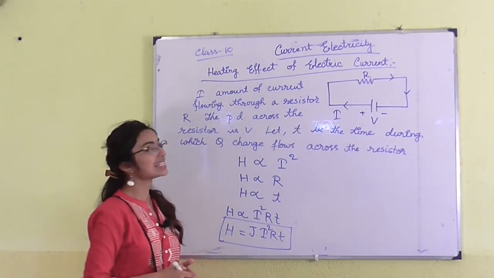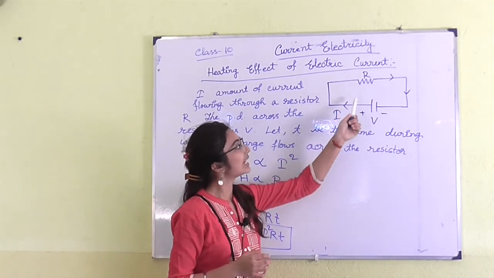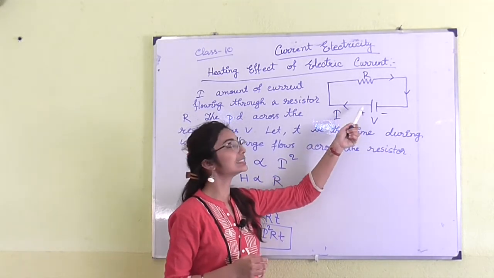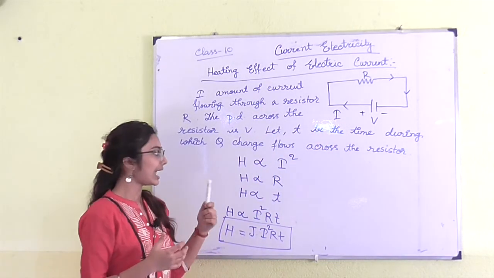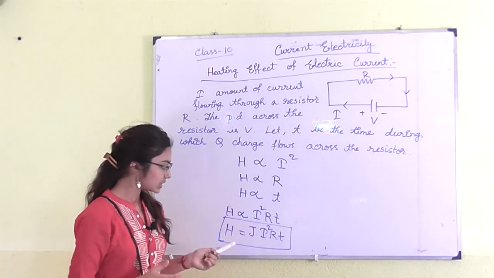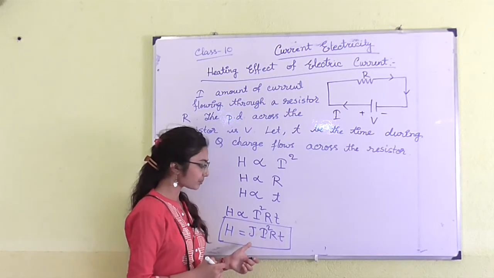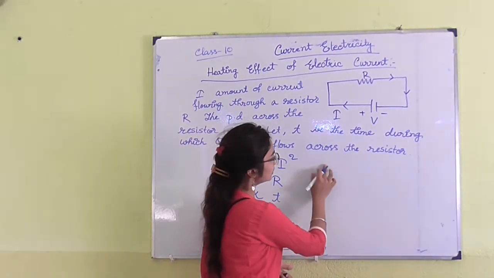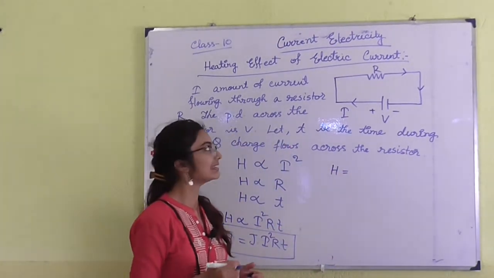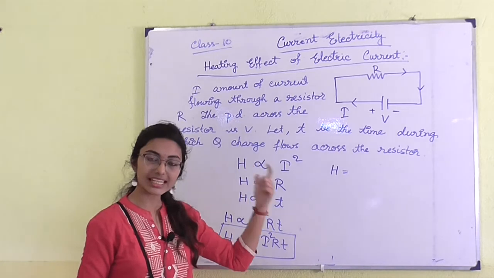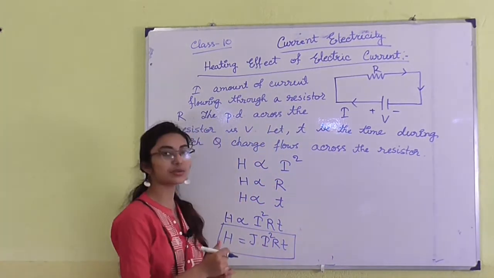So basically, as long as we allow current to pass through the resistors, the resistors become more hot and more heat is formed. So this is the amount of heat that is formed. H is equal to J I square RT. H is basically the heat energy that is coming from electrical energy. So from this electrical energy we are getting heat energy.